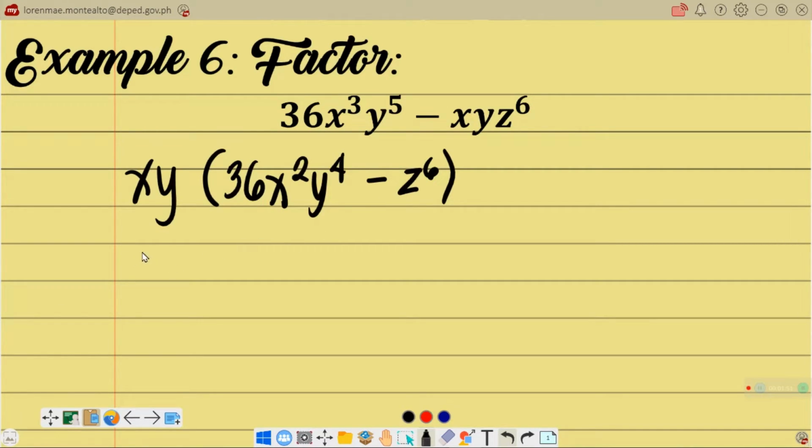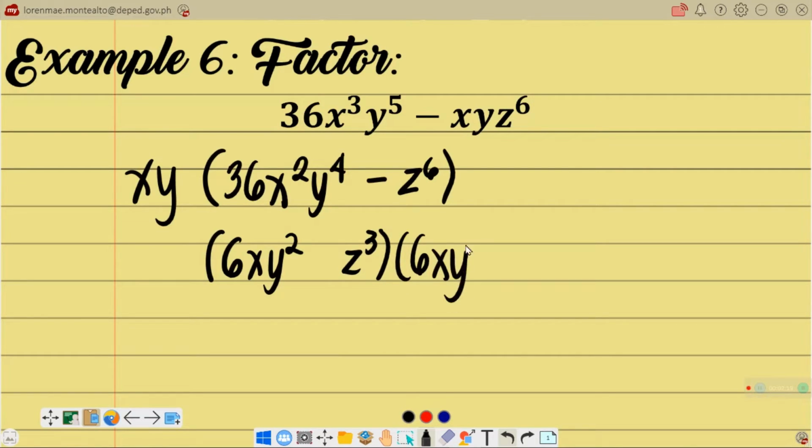So what we're going to do is proceed to steps number 2 and 3, that is, get the square root of the first term and the square root of the last term. What is the square root of 36? That is 6. What is the square root of x squared? That is x. And the square root of y to the fourth is y squared. Now, what is the square root of z to the sixth power? That is z cubed. So, copy that: 6xy squared and then z cubed.